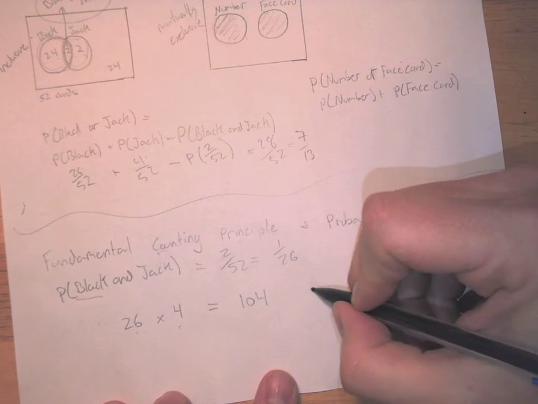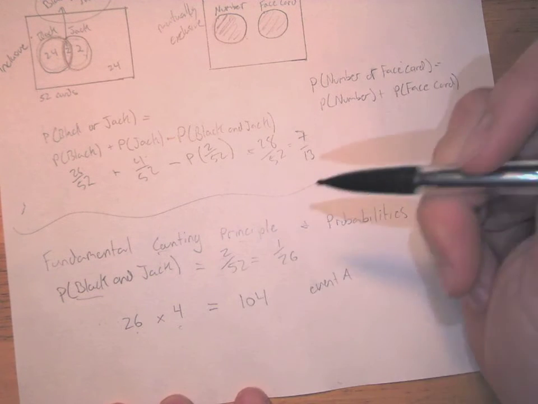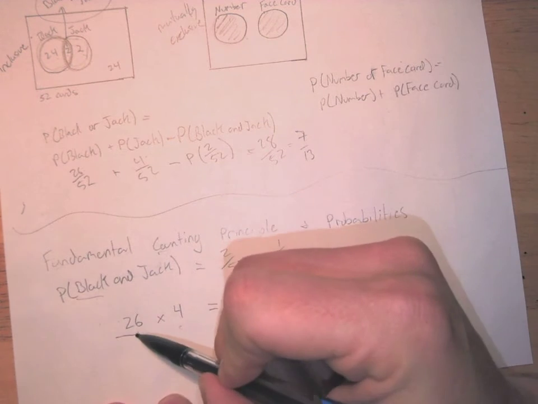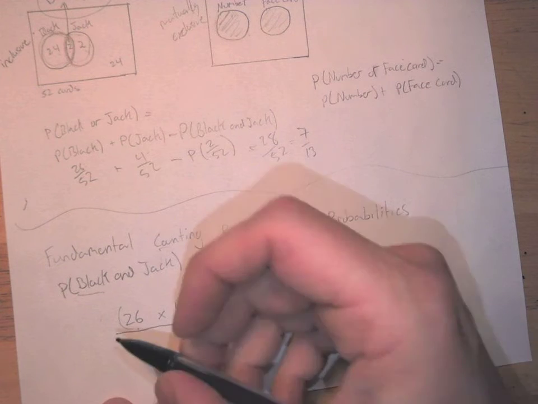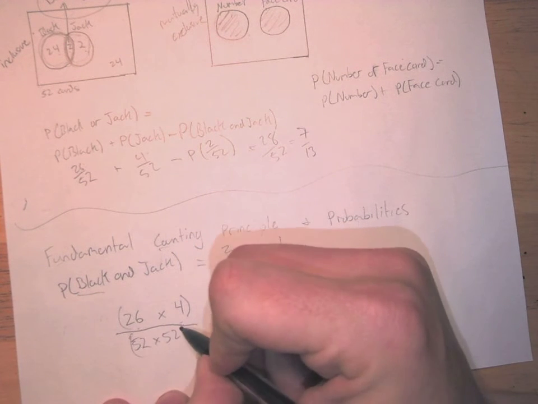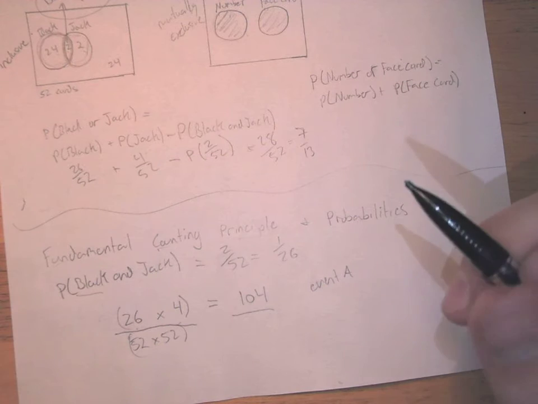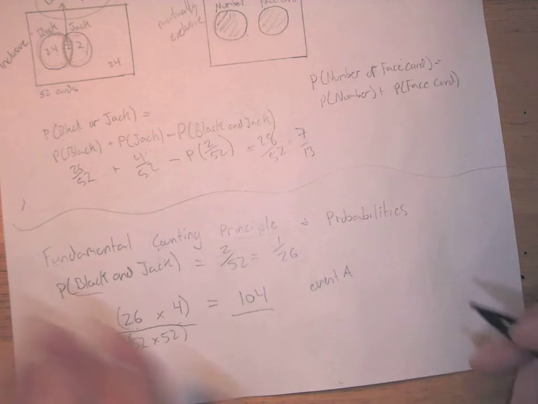We're going to call this the event A that we're looking for. If we want a probability, we have to divide that by how many ways there are to pull 2 cards from a deck. So we're talking about 2 different events here. How many ways are there to pull card 1? There's 52. How many ways are there to pull card 2? There's 52. So 52 times 52, figure out what that is. It's going to be a big one. Okay, it's 2,704.